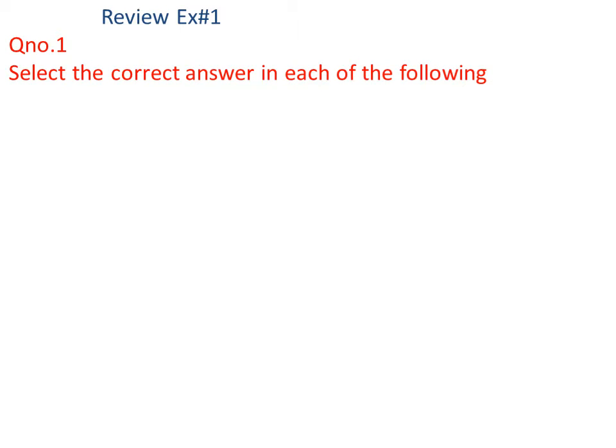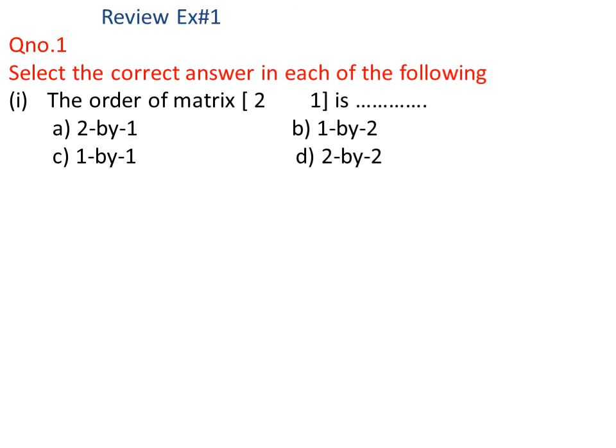Today we have to solve exercise 1. In the first question, we have to select the correct answer in each of the following. Some options are given. We have to choose the correct option. First one is the order of matrix with the elements 2, 1 is dash. You can see that the given matrix is a row matrix because in this matrix there is only one row and two columns. So the order of this matrix is 1 by 2. That's why we will circle option B.